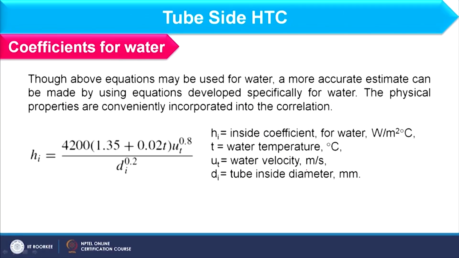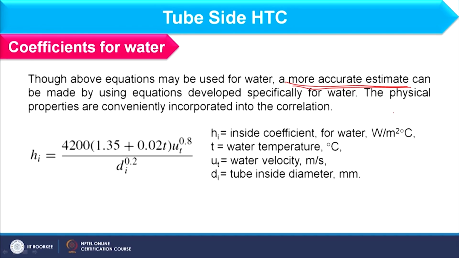Fluid means whatever fluid you are considering, you can calculate the heat transfer coefficient on the tube side using the previous expressions. But here I am showing another correlation which is specifically given for water. However, it does not mean that for water you cannot use the previous equation, you can, but this is a more accurate expression. So, it is expected that for water you should use this expression. It gives a more accurate prediction of the heat transfer coefficient when water is flowing inside the tube.